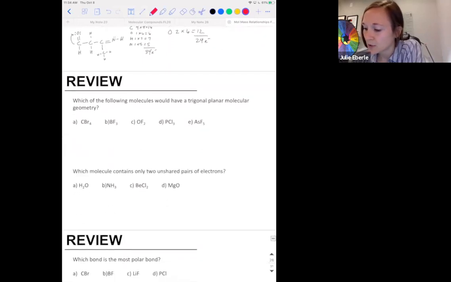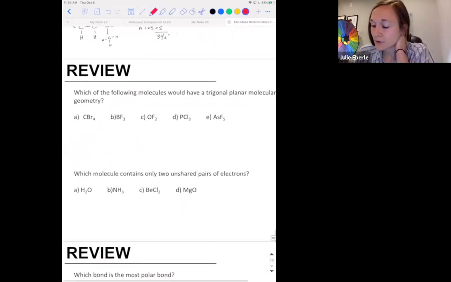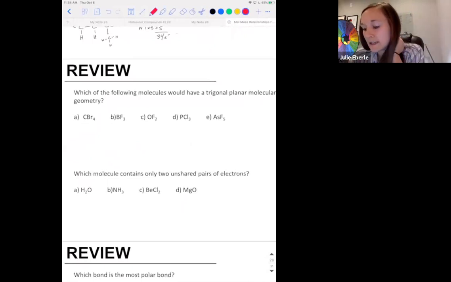All right, next question. Which of the following molecules would have trigonal planar geometry? So after we talked about Lewis structures and condensed structures, and we're still in chapter 4 here, we did geometry. So I want you to look at these. Which one would have trigonal planar? First off, what is trigonal planar geometry? How many bonds on our central atom?